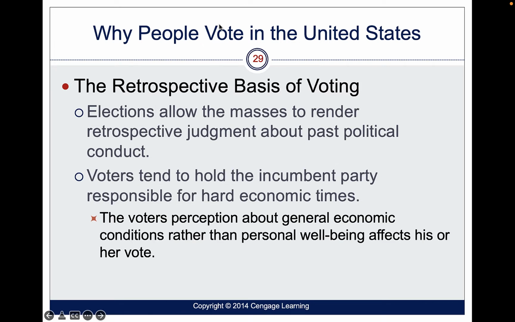Sometimes people will vote retrospectively, and this is probably the most common way people vote. Retrospective voting means that you use past judgment to determine whether or not you're going to vote for a candidate. Voters tend to hold the incumbent party responsible for hard economic times, and the voter's perception about general economic conditions rather than personal well-being affects his or her vote. At times we may hold a party in office responsible for hard economic times. Sometimes we may hold a president responsible for hard economic times, even though they may really not have an effect on that.